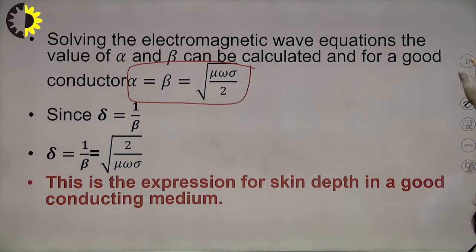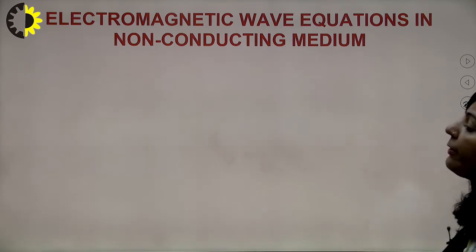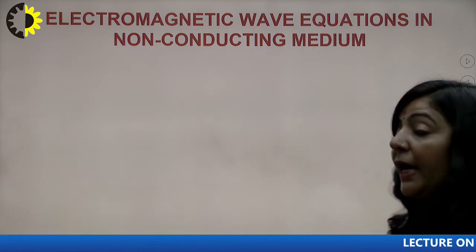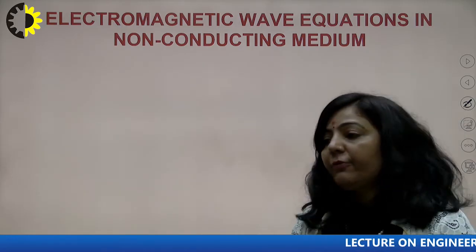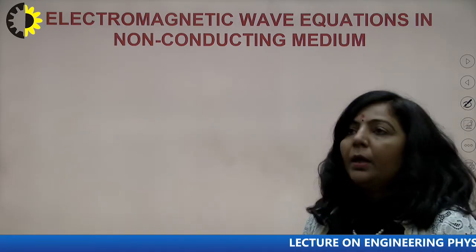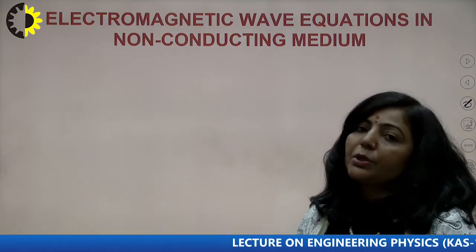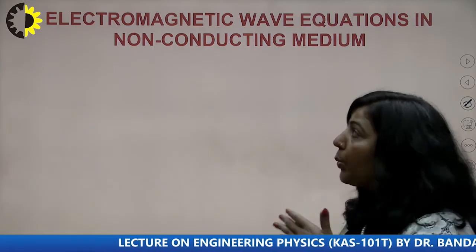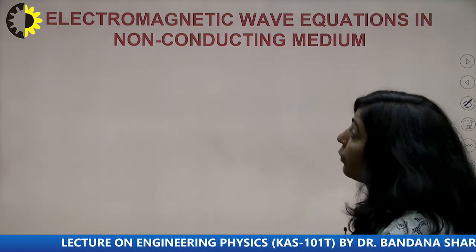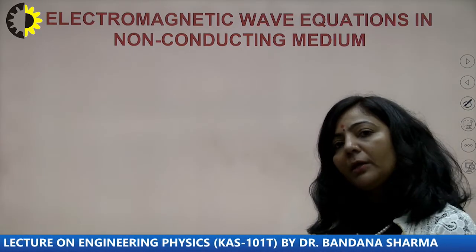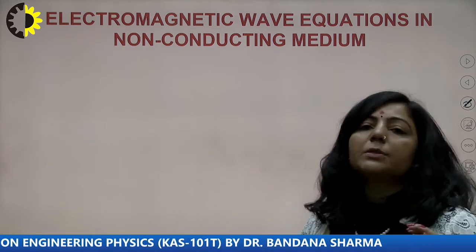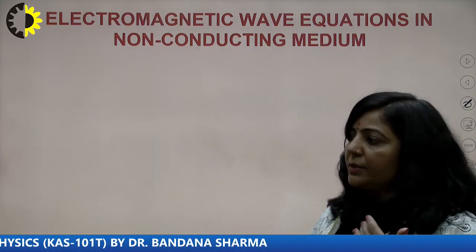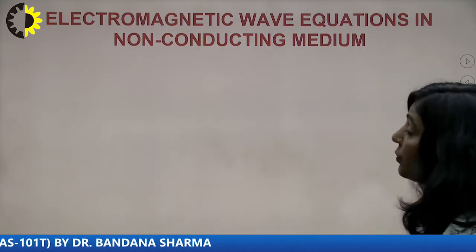Now I am going to take our next topic, which is electromagnetic wave equations in a non-conducting medium. We have discussed the electromagnetic wave equations in free space, that is in vacuum. Then we discussed the electromagnetic wave equations in a conducting medium. Now I hope up to now it is clear how you derive these equations. If you want to derive these equations for a non-conducting medium, then we are going to follow similar steps. So I am just going to tell you those steps, and straight away you can see how you get those equations. So what is the first step?